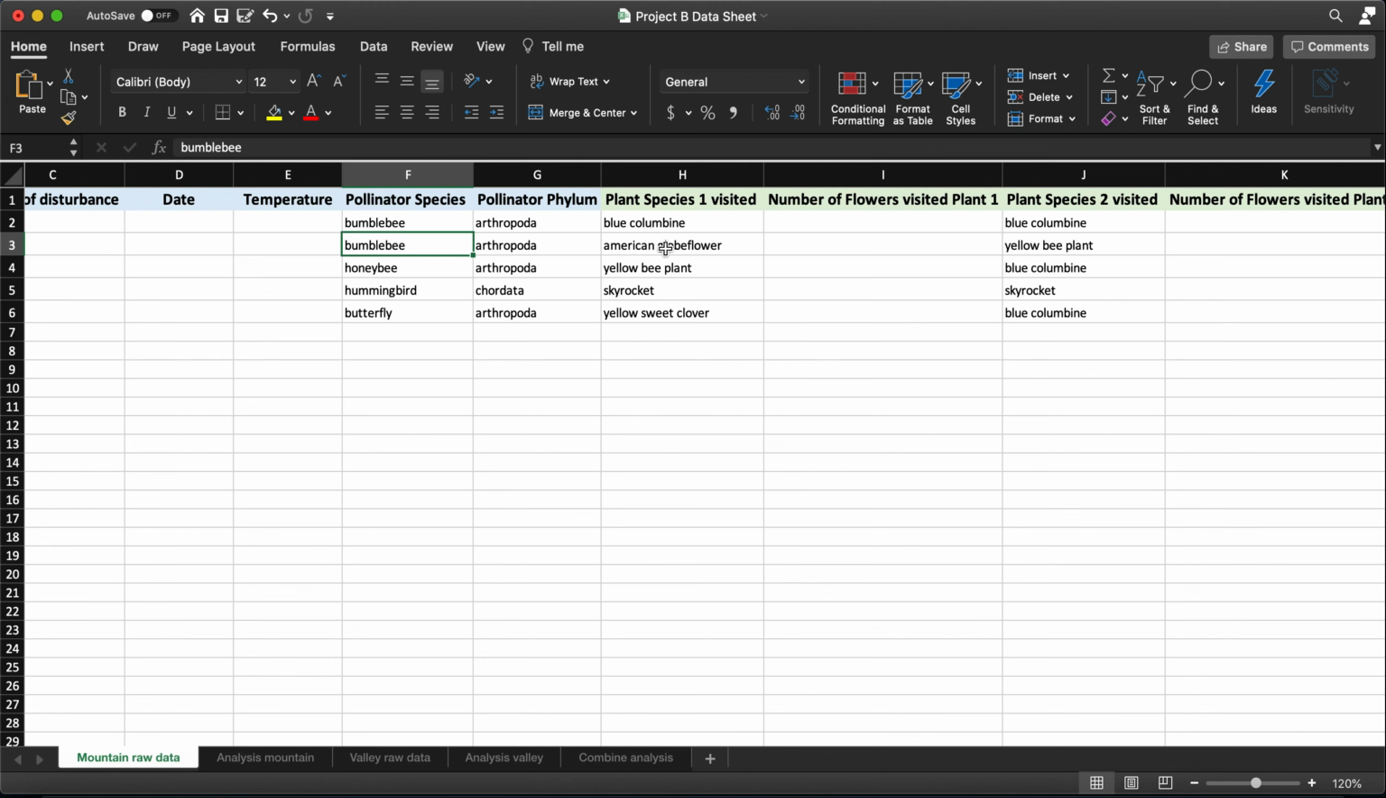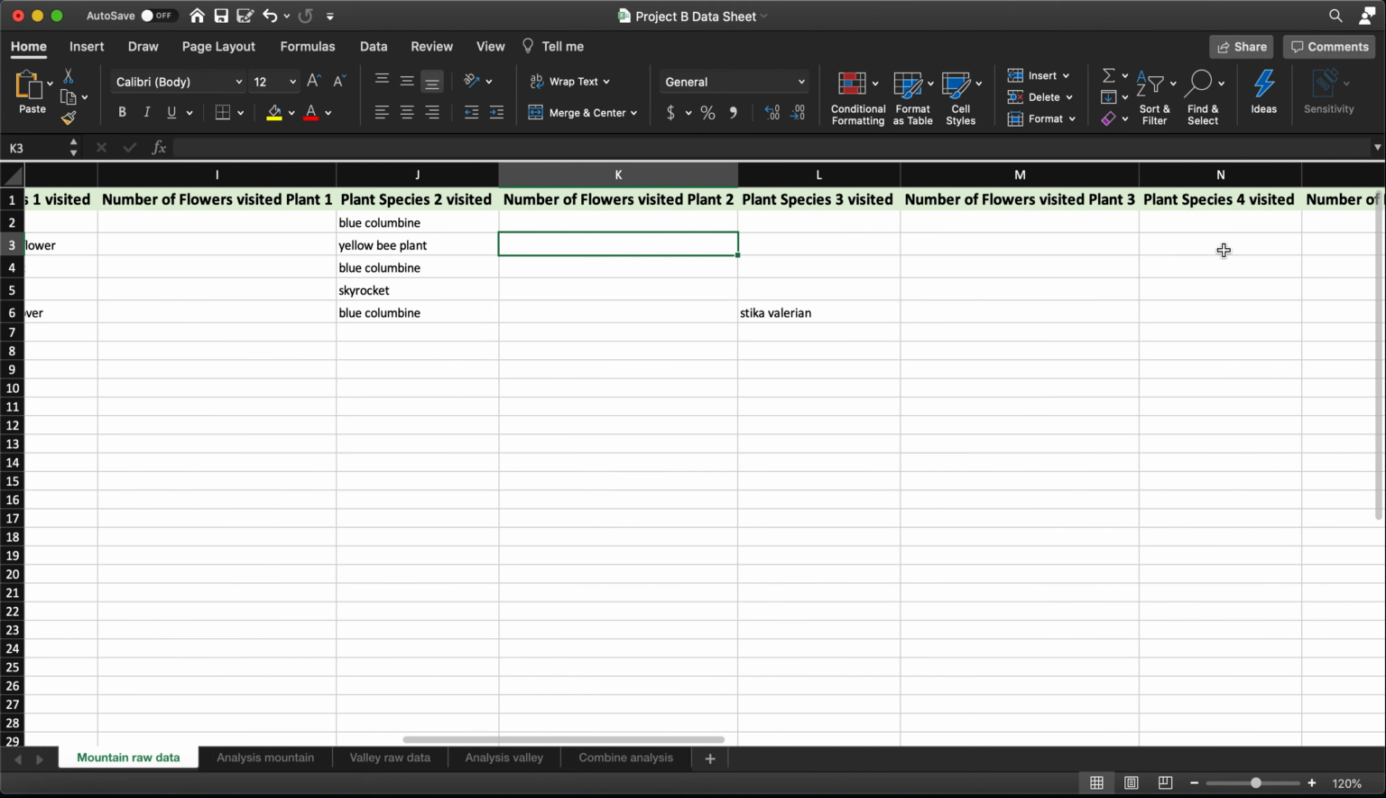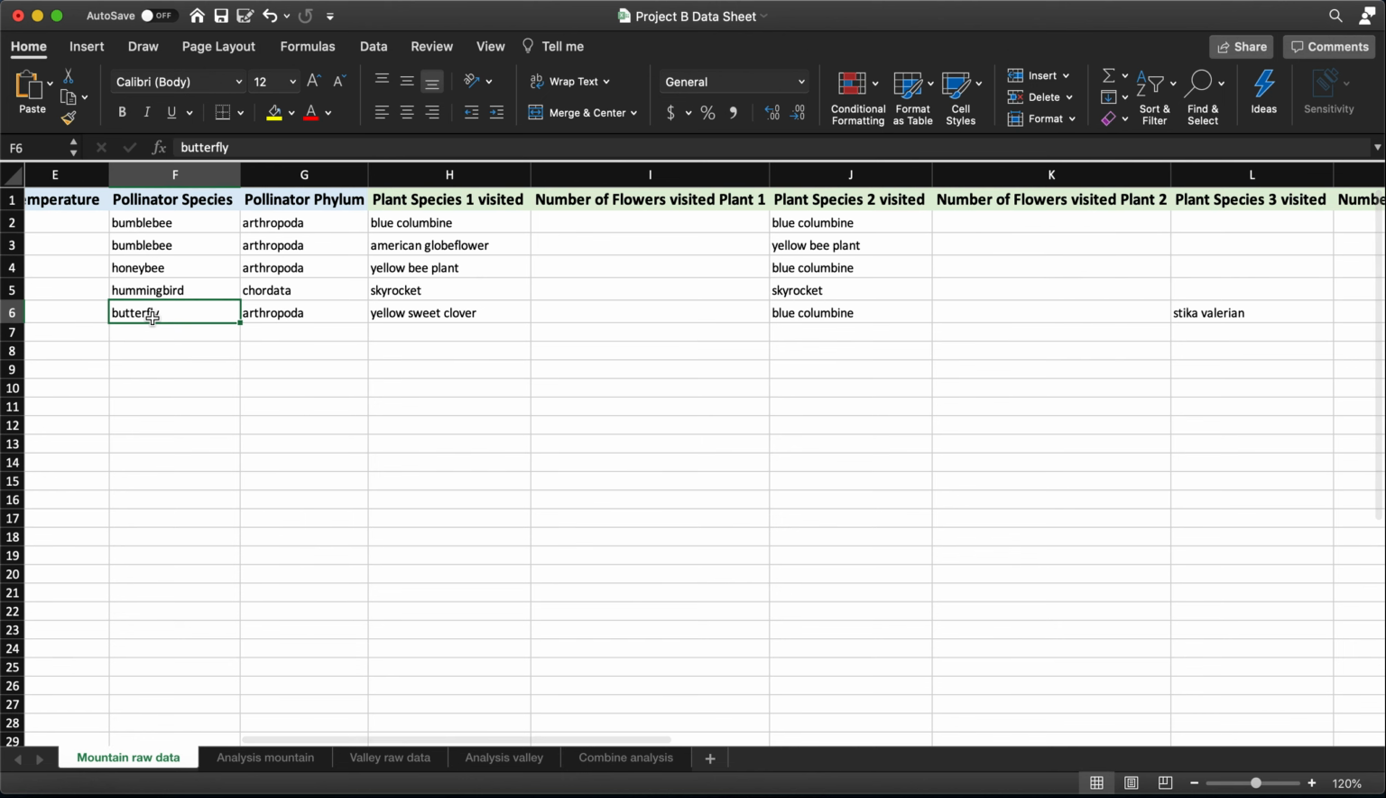Okay, the first plant that it visited was the American globe flower, and again optional if you want to note how many flowers in that plant this particular bumblebee visited. And then the second plant that it visited was the yellow bee plant. Okay, and after that it didn't visit anything else. Okay, look at this one. This particular butterfly visited 3 different species, and I noted those there.